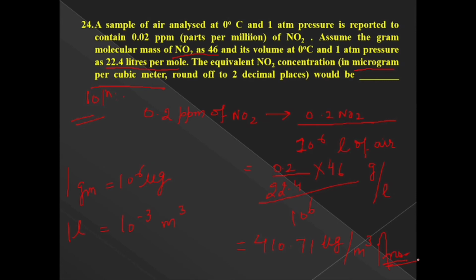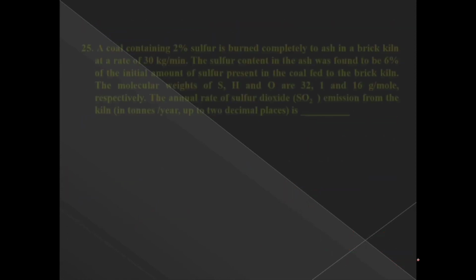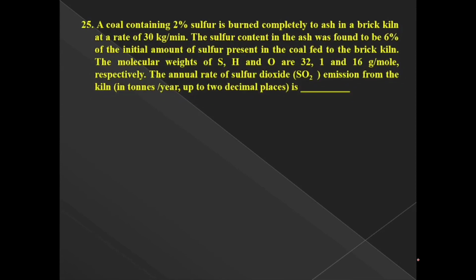Now let's move towards question number 25. A coal containing 2% sulfur is burned completely to ash in a brick kiln at a rate of 300 kg per minute. The sulfur contained in the ash was found to be 6% of the initial amount of sulfur present in the coal fed to the brick kiln. The molecular weights of sulfur, hydrogen, and oxygen are 32, 1, and 16 gram per mole respectively. Find the annual rate of sulfur dioxide emissions. So total coal burnt in the kiln, initially we have to calculate.